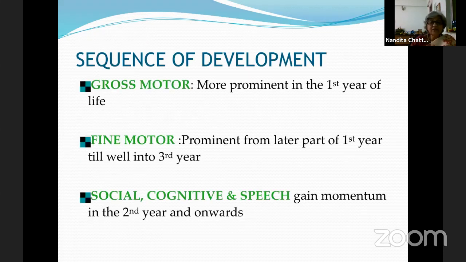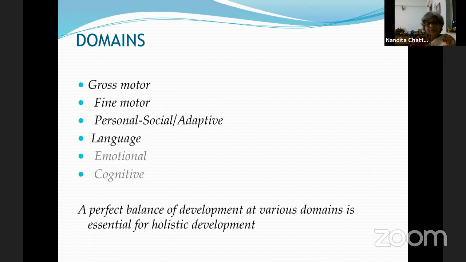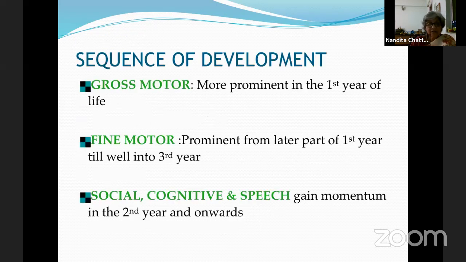So a perfect balance of development is required. And how do we go by this? All this, everything doesn't occur at the same time. As we had mentioned earlier, it is the gross motor development which will give stability and ability to move. So the gross motor development is most prominent in the first year of life.